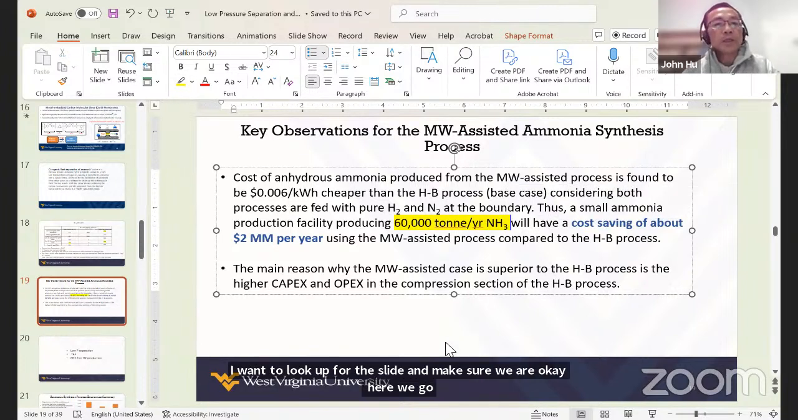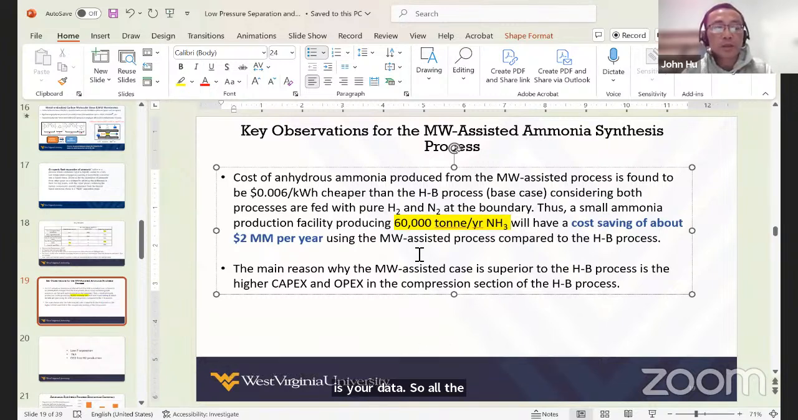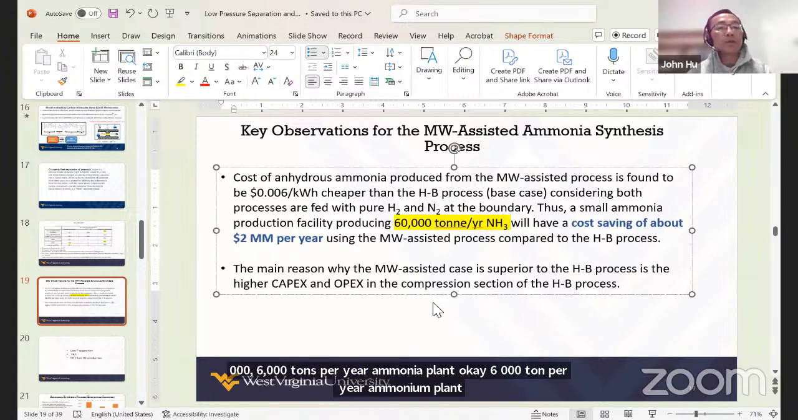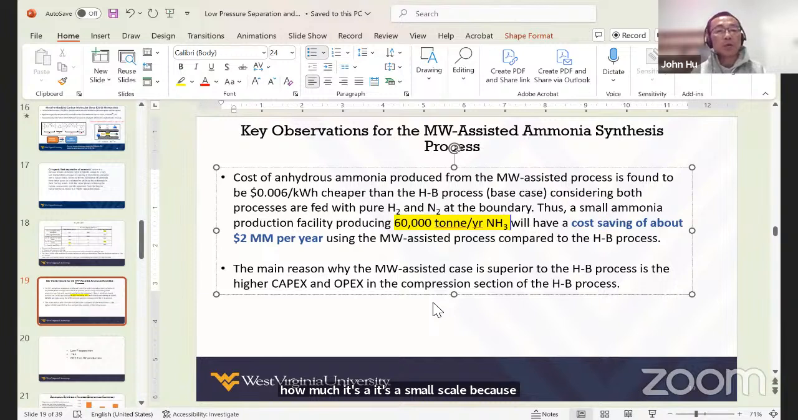You see the data. So all the cases we are talking about a 6,000 ton per year ammonia plant. It's a small scale because we believe for microwave or chemical looping, this is the so-called modular size we can build. But this is not laboratory. We use the laboratory data to project the productivity. Remember the size of the reactor.